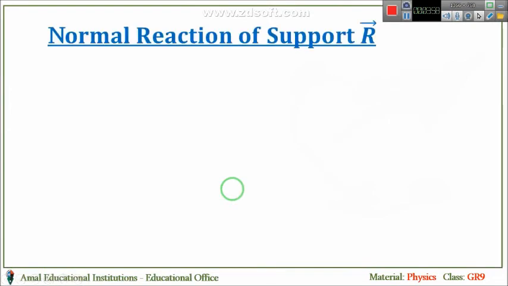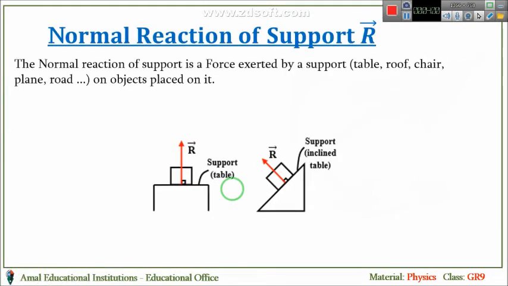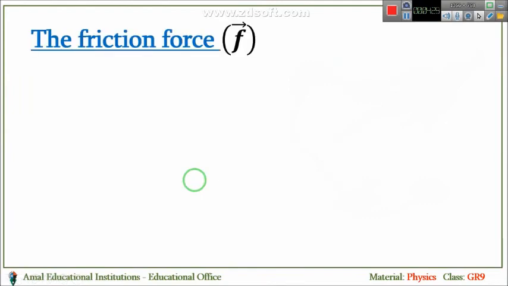The normal reaction of support. The normal reaction of support is a force exerted by a support, like a table, a roof, or a chair, on an object placed on it. An important note about the normal reaction of support is that it's always perpendicular to the support, so whether we have a horizontal surface or an inclined surface, the normal reaction of support in both cases is always perpendicular to the support.